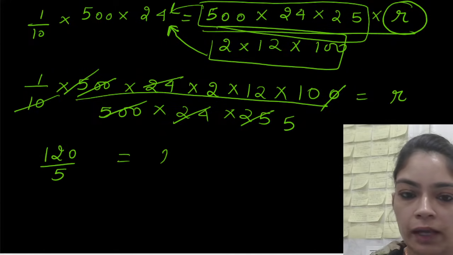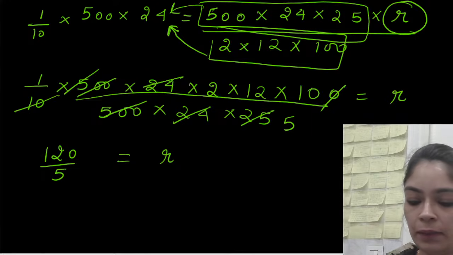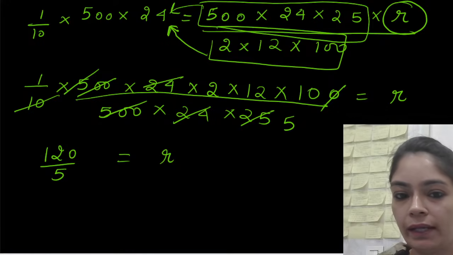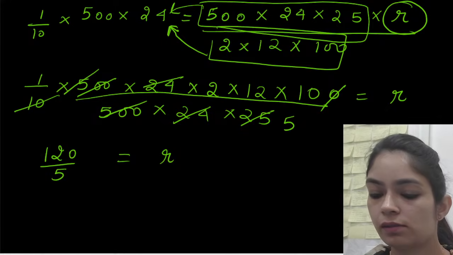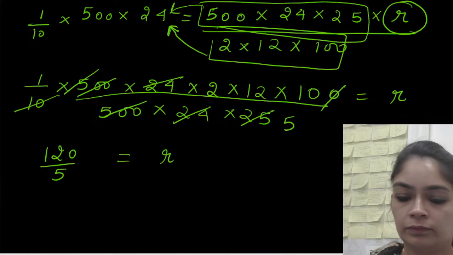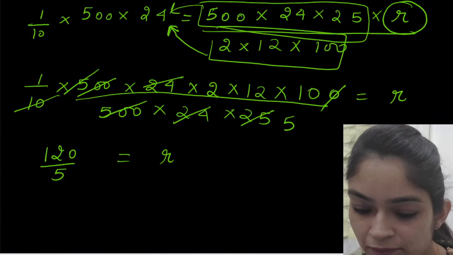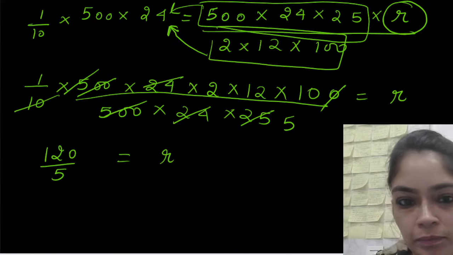So I want you people to do calculations and post your answers in the comment section. I can see no one has commented. So what will be the answer? Divide this and tell me. So 120 divided by 5. Are you people solving along with me?